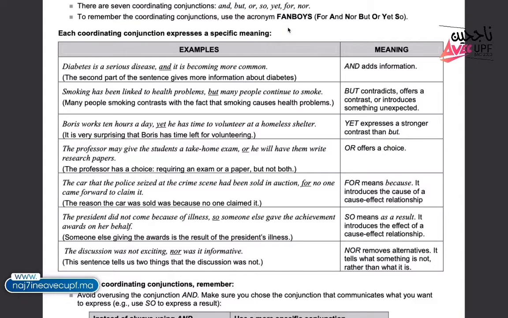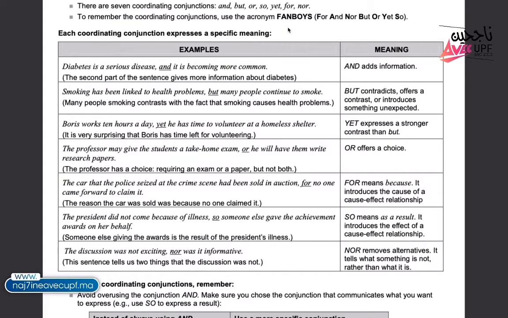Let's take yet, example 3. Boris works 10 hours a day, yet he has time to volunteer at a homeless shelter. Yet expresses a stronger contrast than but. Yet and but are the same, but yet is a bit stronger.